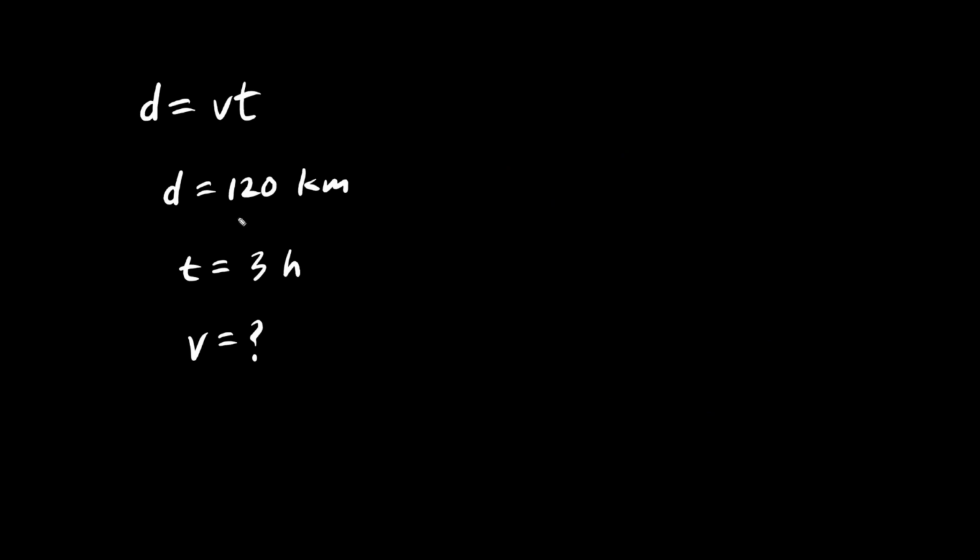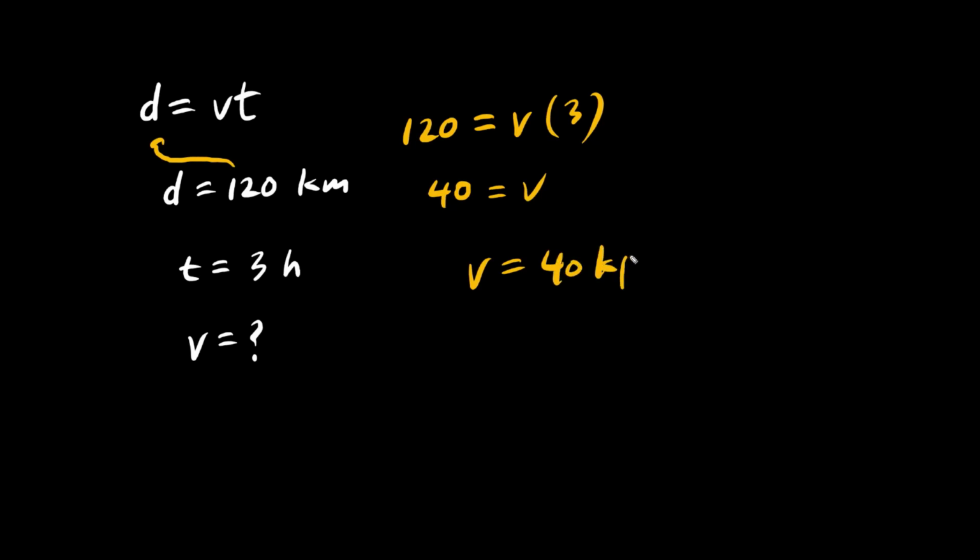The distance is 120 kilometers, and time is 3 hours. Find the velocity. This here is a classic distance, velocity, time problem. Let's substitute d here. 120 equals v, which is unknown, and the t is 3 hours. We use algebra. We divide both sides by 3. 120 divided by 3 is 40. So the velocity is 40 kilometers per hour.